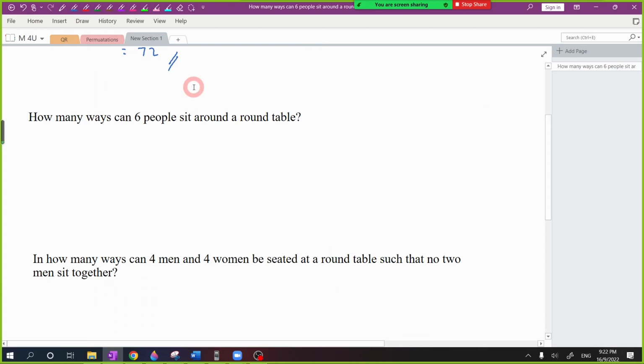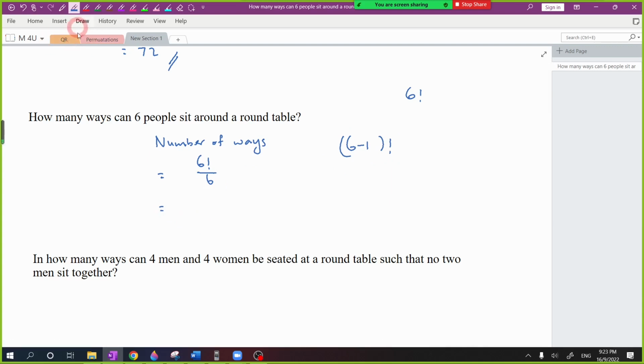How many ways can 6 people sit around a round table? So we want to arrange these 6 people in a circle. If this is in a row, we can get the answer by 6 factorial. But since this is in a round table, in a circle, we need to calculate this way, 6 factorial divided by 6. Or you can just write 6 minus 1 factorial. These two are the same.